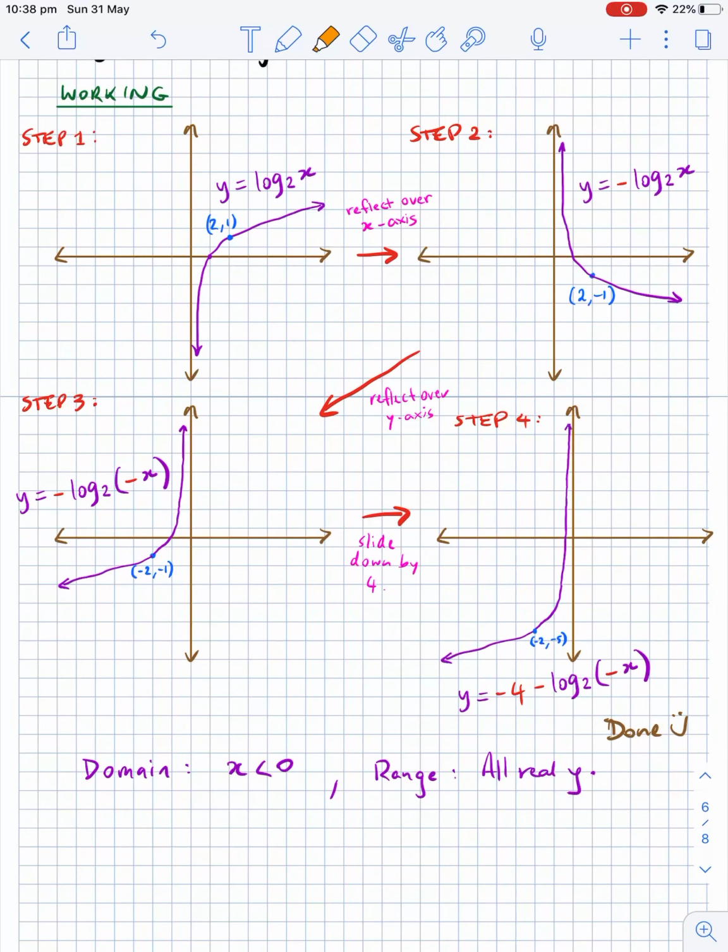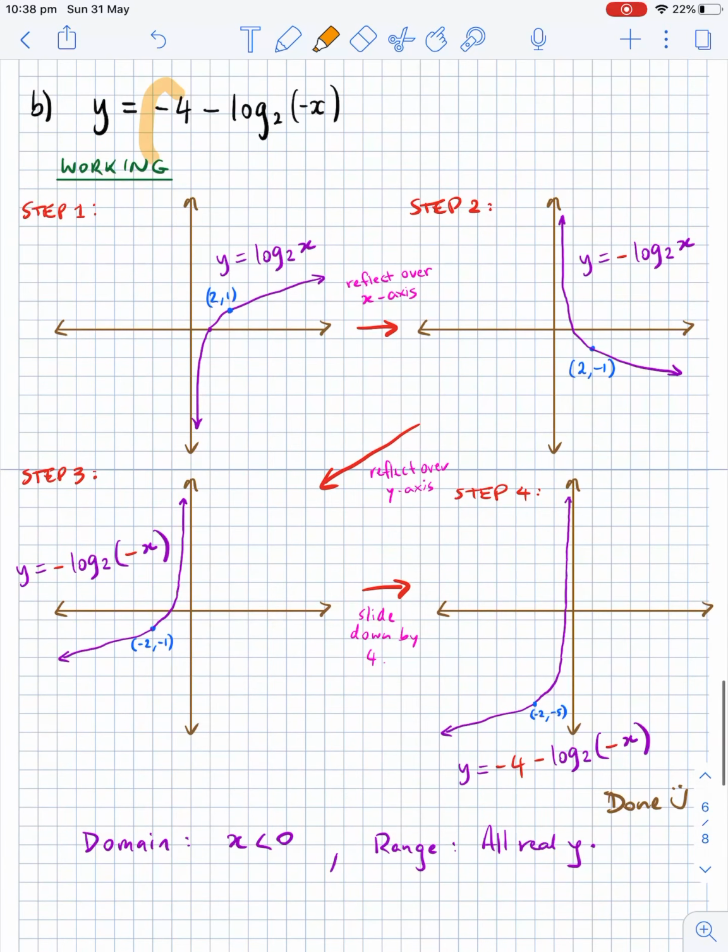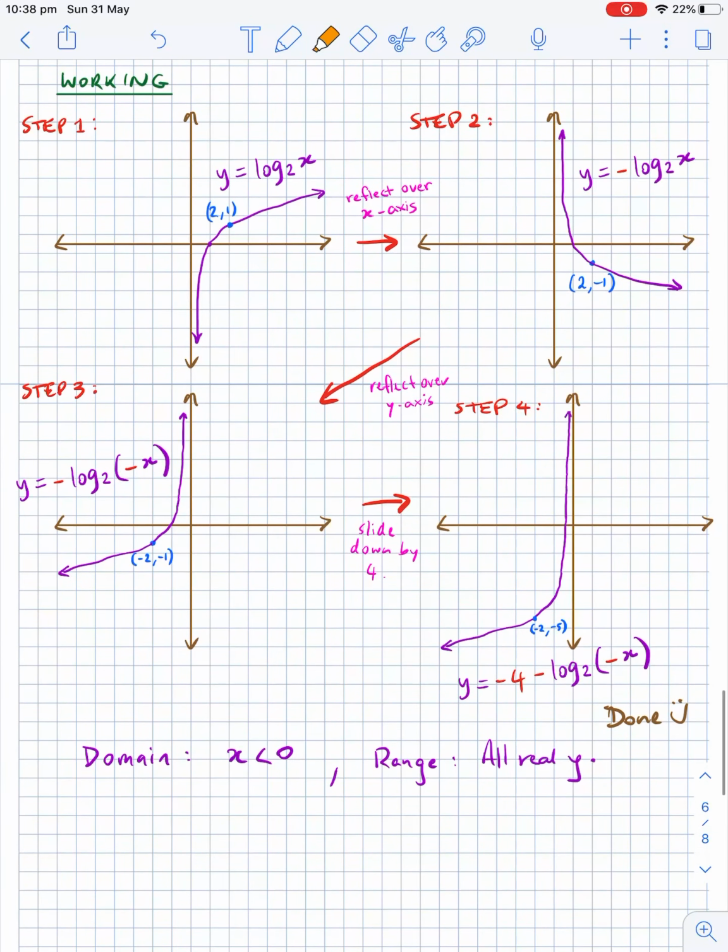And then lastly, we're going to do the final part, which is the -4, and that's sliding it down by 4. So this point here, for example, -2, -1, it's going to go all the way down to -2, -5. That -1 is minusing another 4. So it gets down to this point here. So it literally just gets slid down into that sort of position, and that's when we are done.